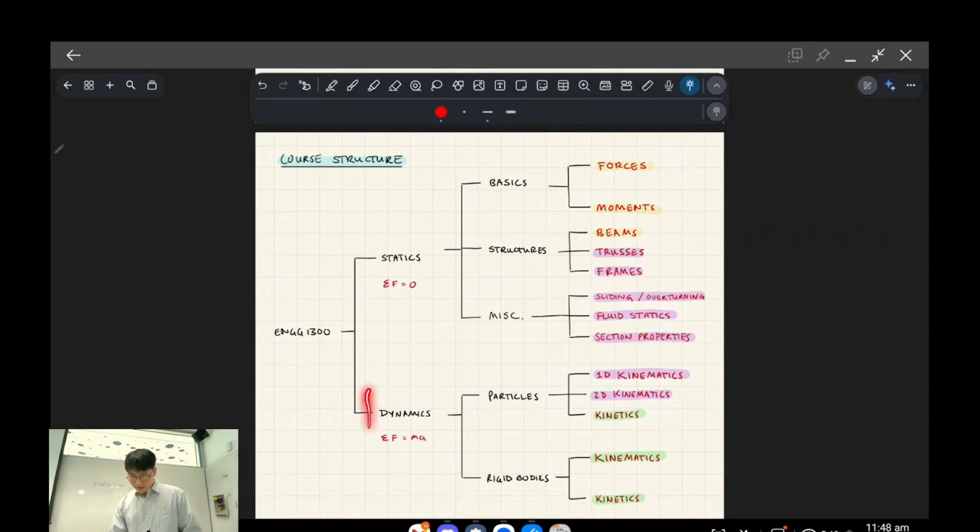When we get into the dynamics part of the course, which starts around week 7, we're going to be talking about essentially kinematics and kinetics of particles. I'll explain what particles and rigid bodies are and the differences between them a bit later. And then for rigid bodies, we'll be talking about the concepts of kinematics and kinetics again, just in the context of rigid bodies. All right, does anyone have any questions about the structure of the course and how it's run?